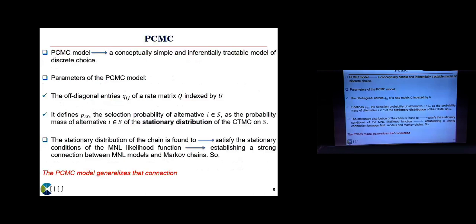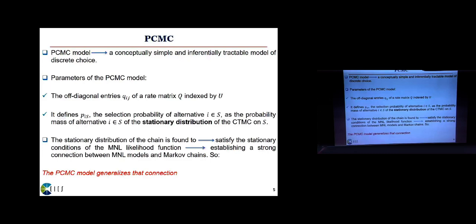So now the PCMC model is conceptually and computationally simple, and an inferentially tractable model. We have some parameters in this model. The off-diagonal entries Qij form a rate matrix Q indexed by U. It also defines the selection probability of alternatives, pi_i^S, as the probability mass of alternative i of the stationary distribution of a continuous time Markov chain.